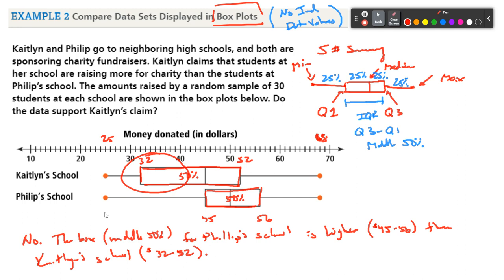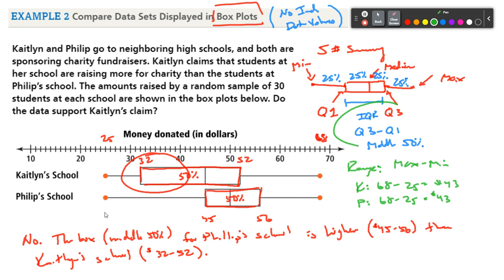And again, I want to talk about this idea of spread. There's this thing called the range. The range is the max minus the min. For Caitlin, the range would be 68 minus 25, which is a range of $43. So the amount of giving ranges $43. If we look at Phillip's range, as I mentioned at the very beginning, it's the same thing: 68 minus 25, that's $43.